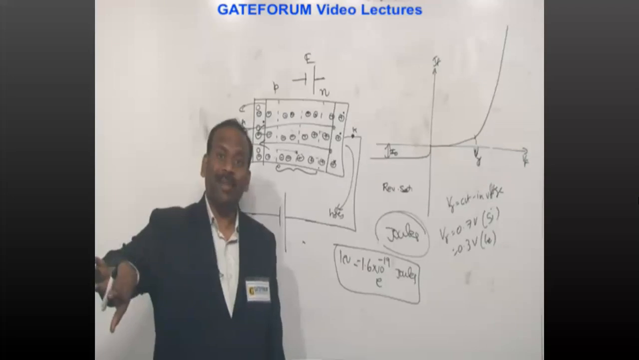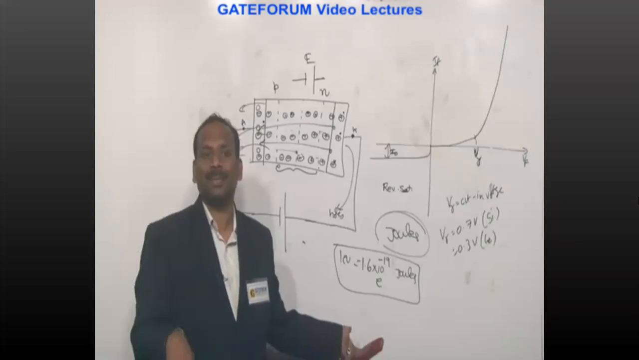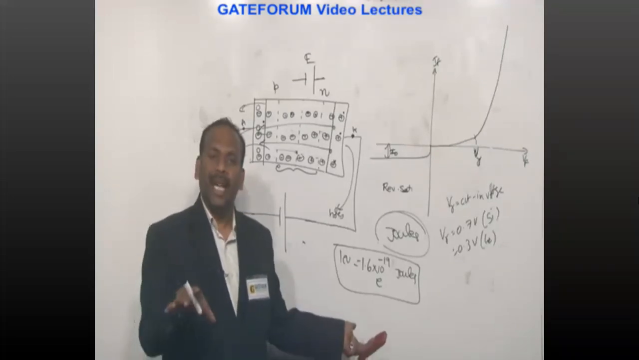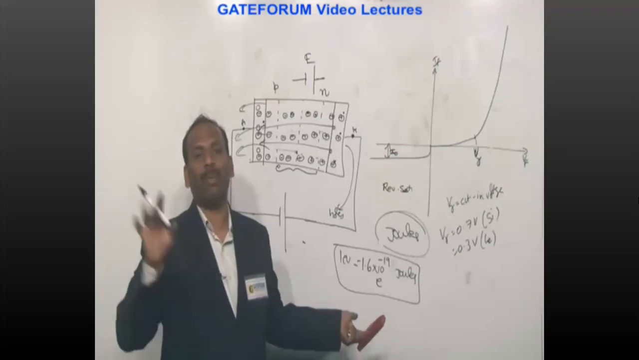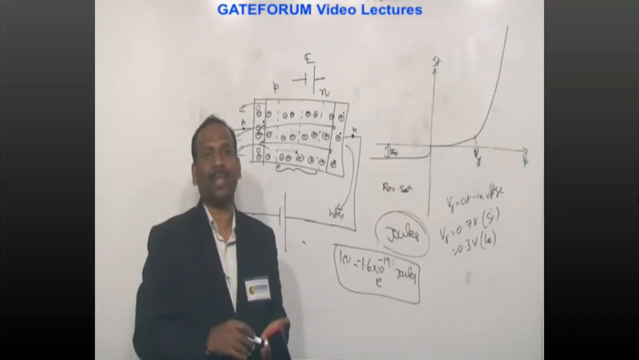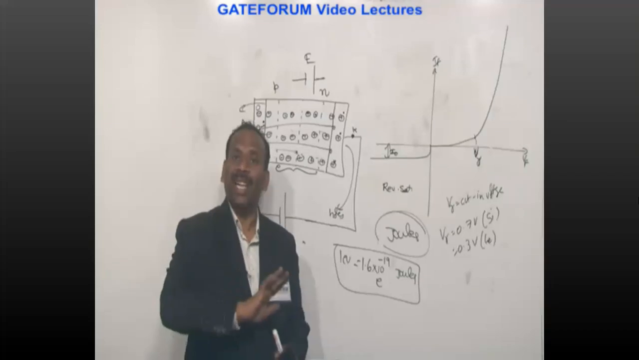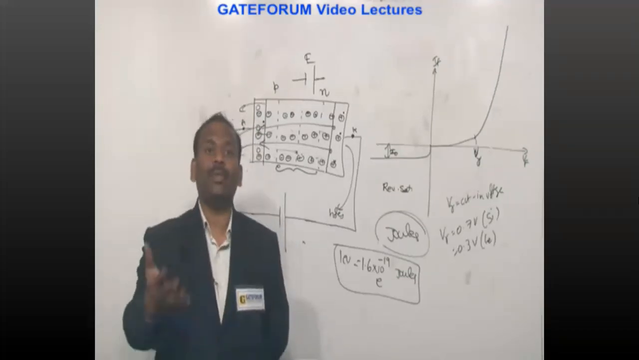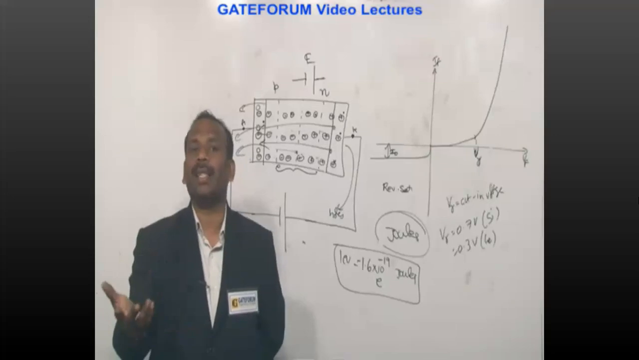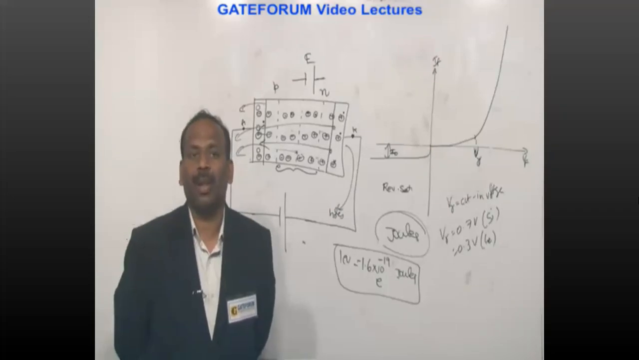Clear? Voltage is different, energy is different. Indirectly speaking, the only difference is 1.6 into 10 power minus 19. Clear, Srishma? So always in our applications it's eV. If it is a voltage, we will get it as V. Else, energy means electron volts.